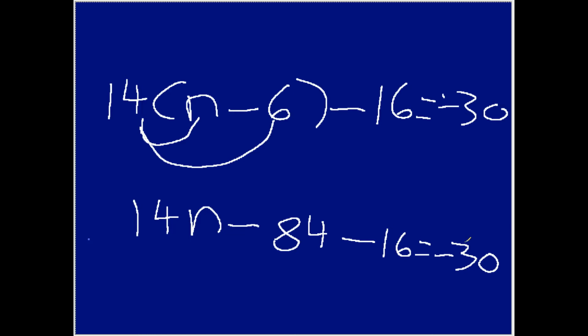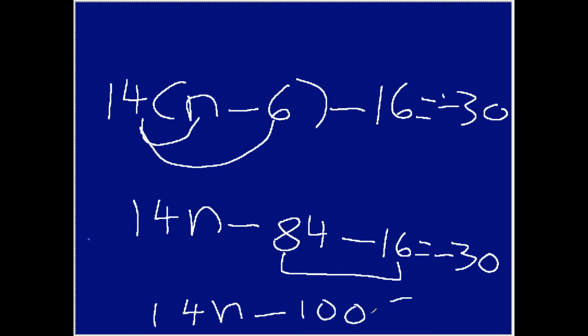Now, the next thing we have to do is combine like terms. The first example I can see right here is the minus 84 and the minus 16. We're going to combine those. There's nothing else in common with the 14n because the 14 has the variable attached to it. So the next step is combining the minus 84 and the minus 16. That answer is going to be 14n minus 100, because minus 84 minus 16 is minus 100, and we still have our negative 30.